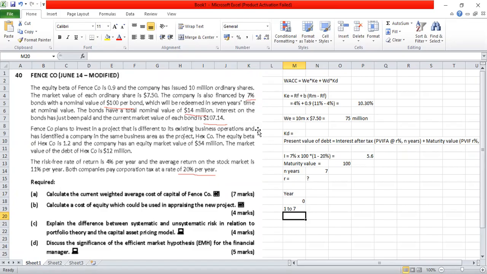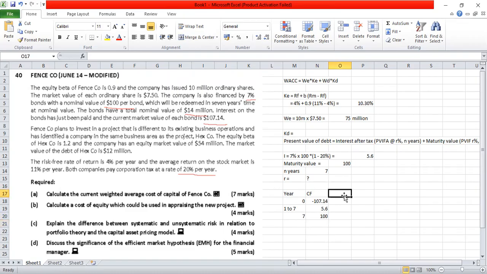After that, we see the last 7th year, the redeemed value is there. Now, what are the cash flows? If we are talking about cash flows, the present value is a negative figure, 107.14. The interest amount we have already calculated to be 5.6. Then the redeemable value at the end of the 7th year is 107.